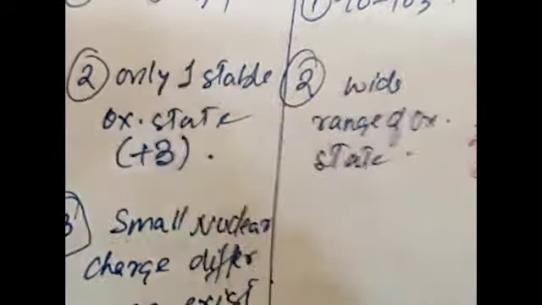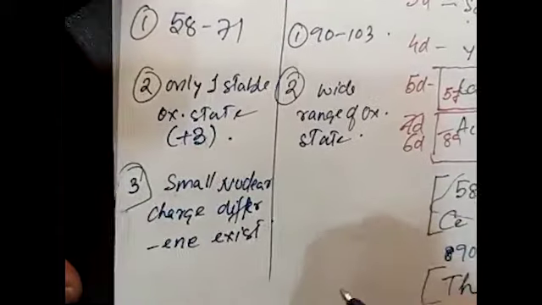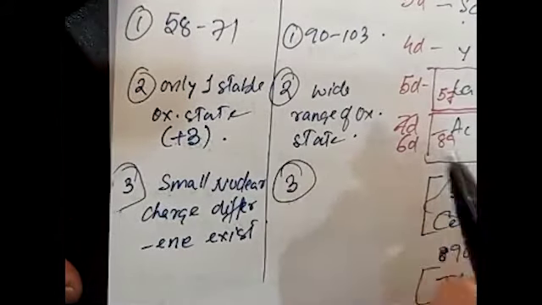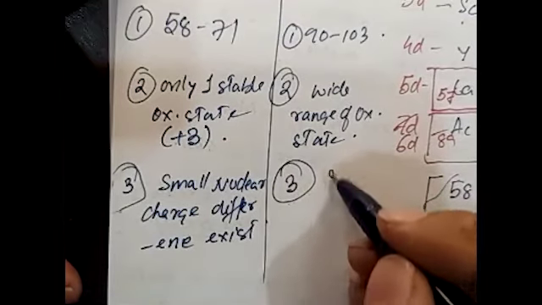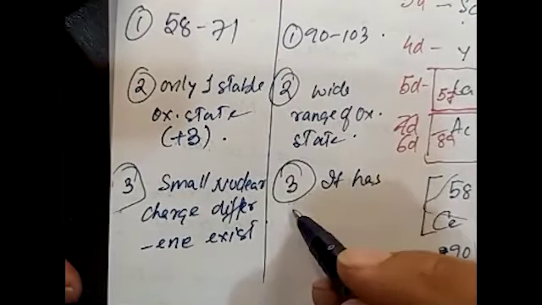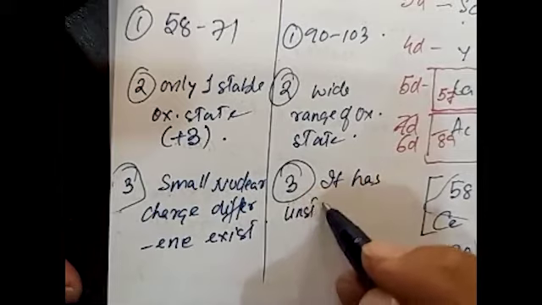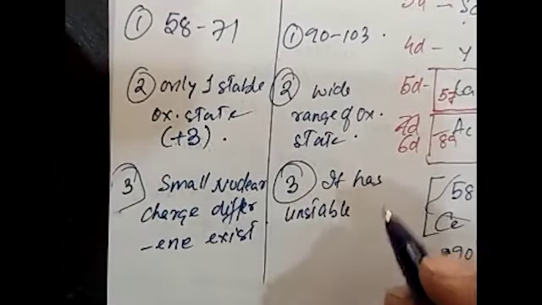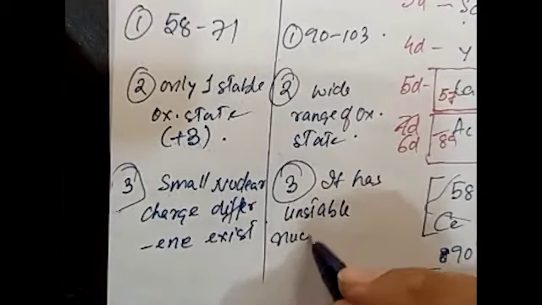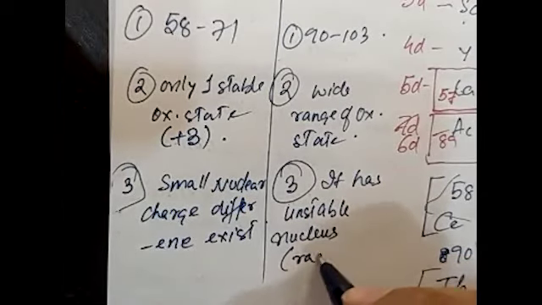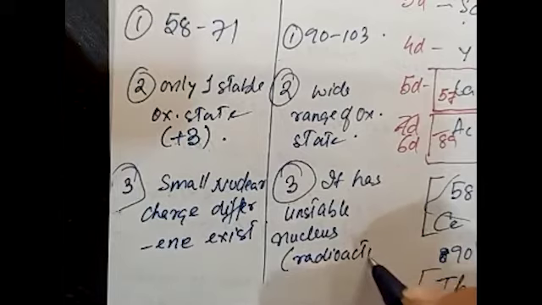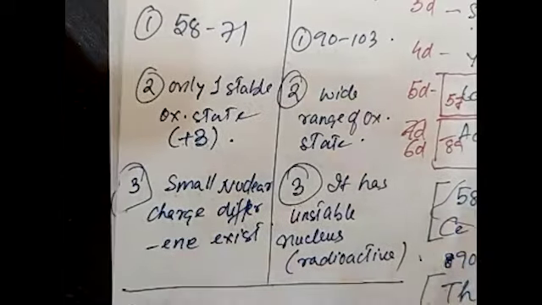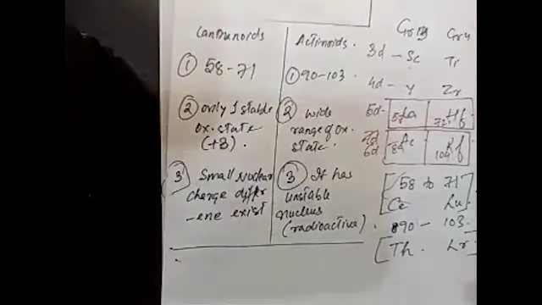Small nuclear charge difference exists. Okay? And here, what will happen? It has an unstable nucleus. Unstable nucleus, they are radioactive in nature. Unstable nucleus, and therefore it is radioactive in nature. Fine. So these are some of the differences between the lanthanoids and the actinoids.